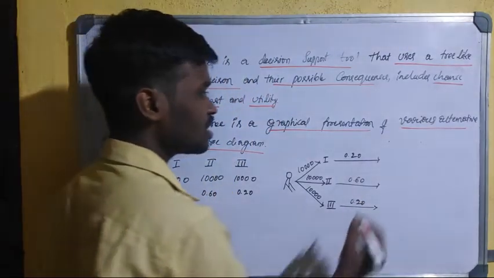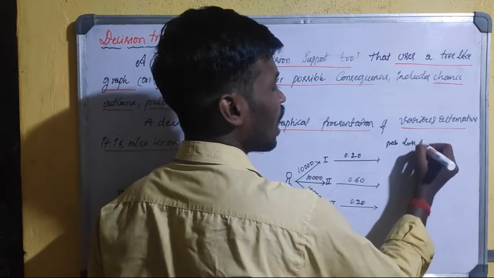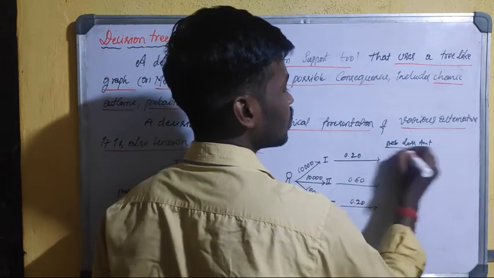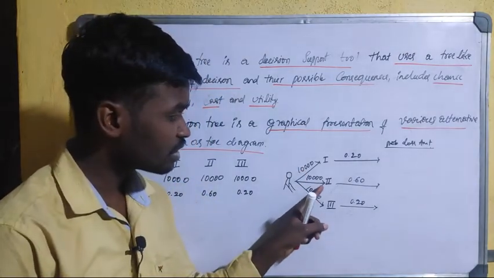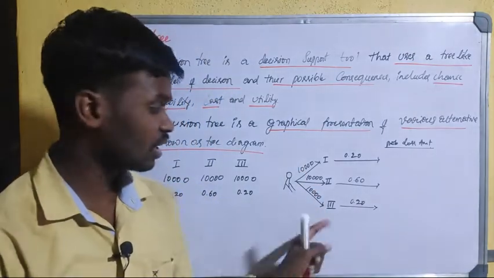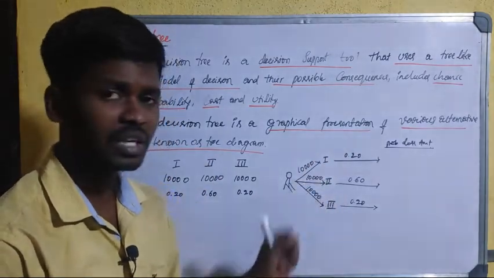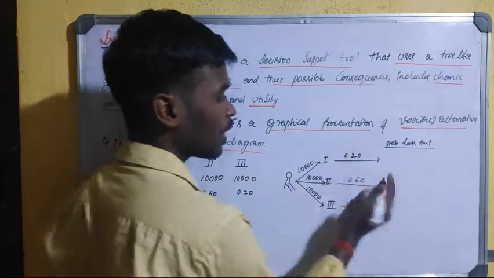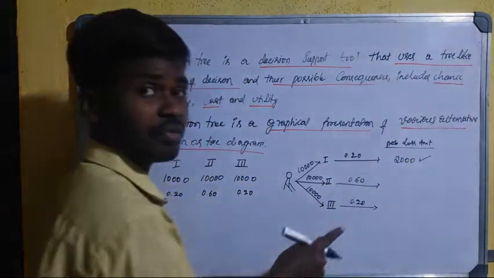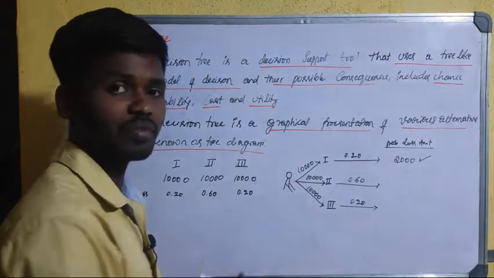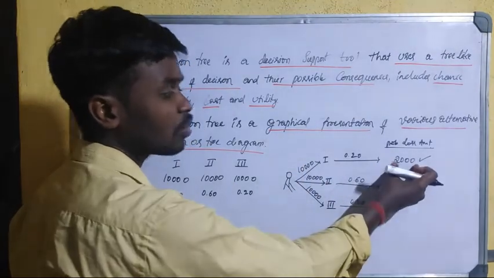Now, what is the probability of loss amount if the investor invests in the first alternative, the second alternative and the third alternative? See, the probability of loss amount in the first alternative is 10,000 into 0.20, that is 2,000 is the loss if they invest the 10,000. This is only the probable amount.